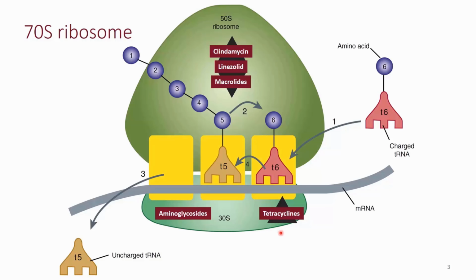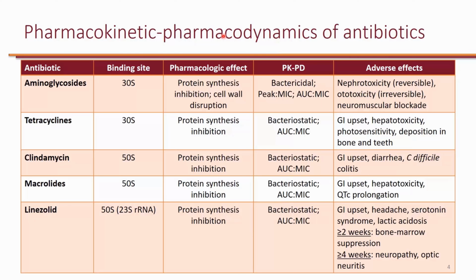Other important antibiotics are tetracyclines and aminoglycosides, which bind to the 30S subunit and also inhibit protein synthesis. So as you can see, aminoglycosides and tetracyclines compete for the same site, which is the 30S, whereas clindamycin, linezolid, and macrolides compete for the same site in the 50S subunit. I have summarized some of the key pharmacokinetic and pharmacodynamic properties of these antibiotics in this table that you should review.